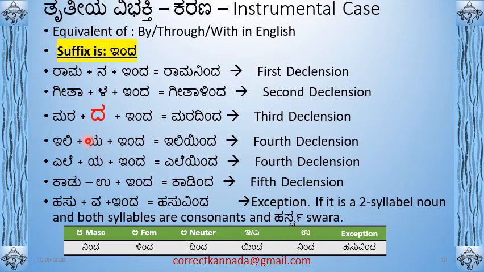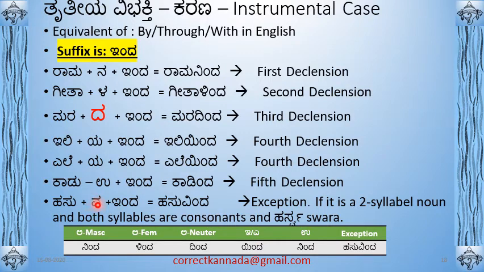Okay. Iliyinda, right? Iliyinda. Ili. So you have to use ya. Ya plus e is e. So Iliyinda. E ending, which is this rule. Eleyinda, right? Eleyinda also uses this. Ele is leaf. Ili is rat, as you know. Kadu is forest. Kadu you have to minus the u and kadinda, right? By the forest. Hasu. Hasu is cow and is the exception. So it's hasu.